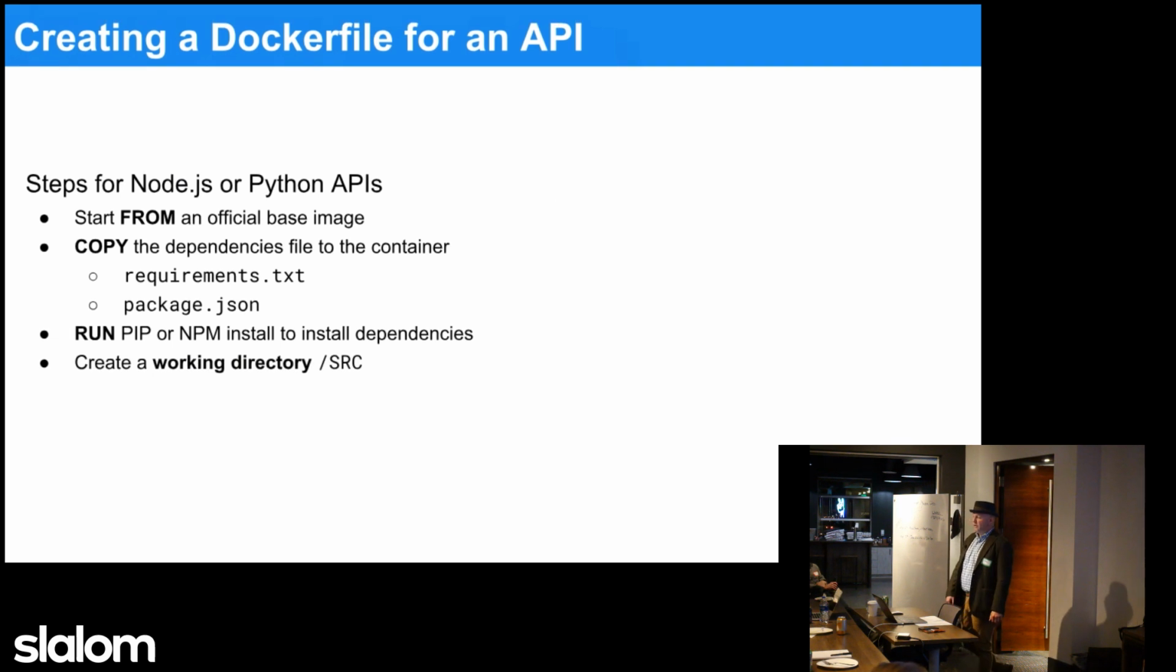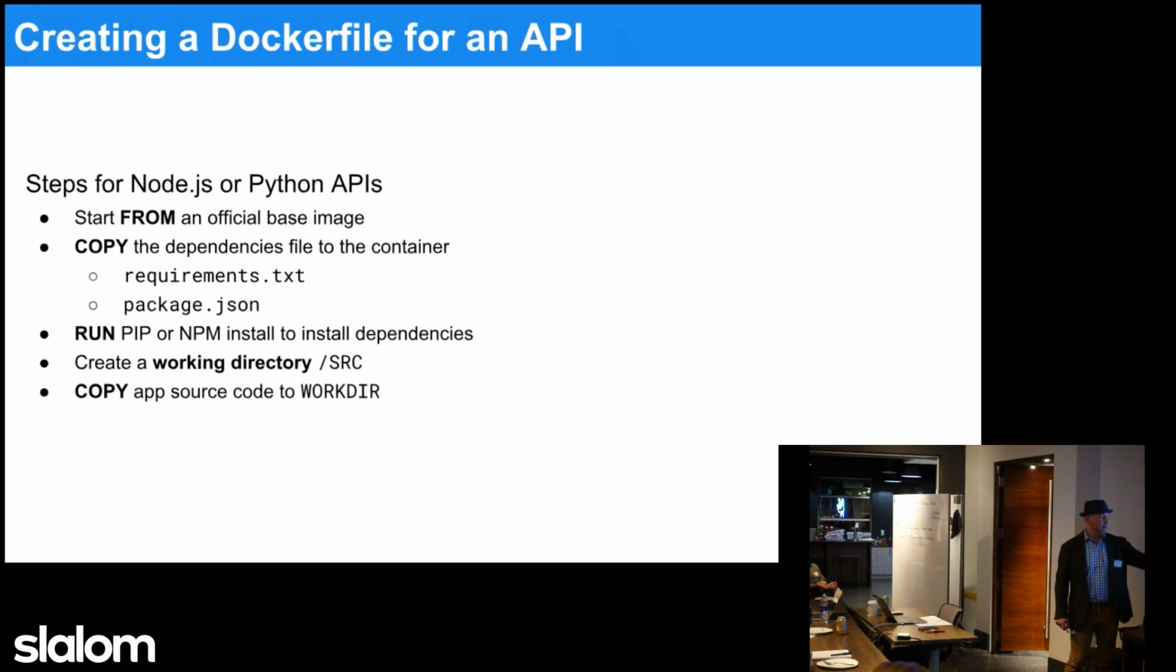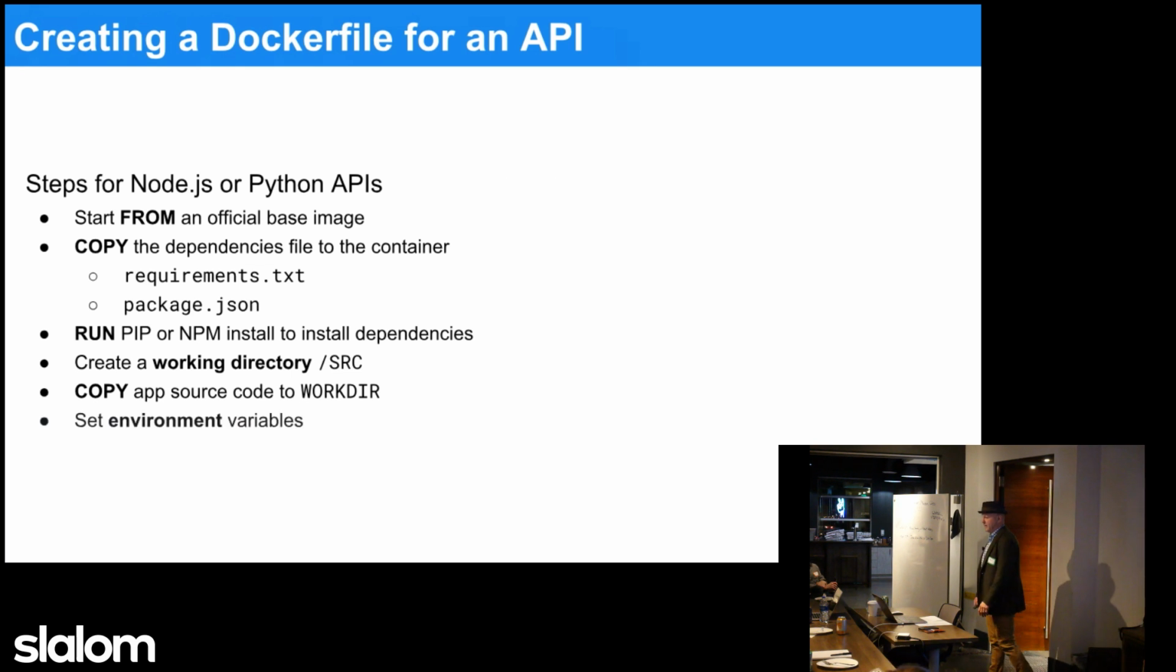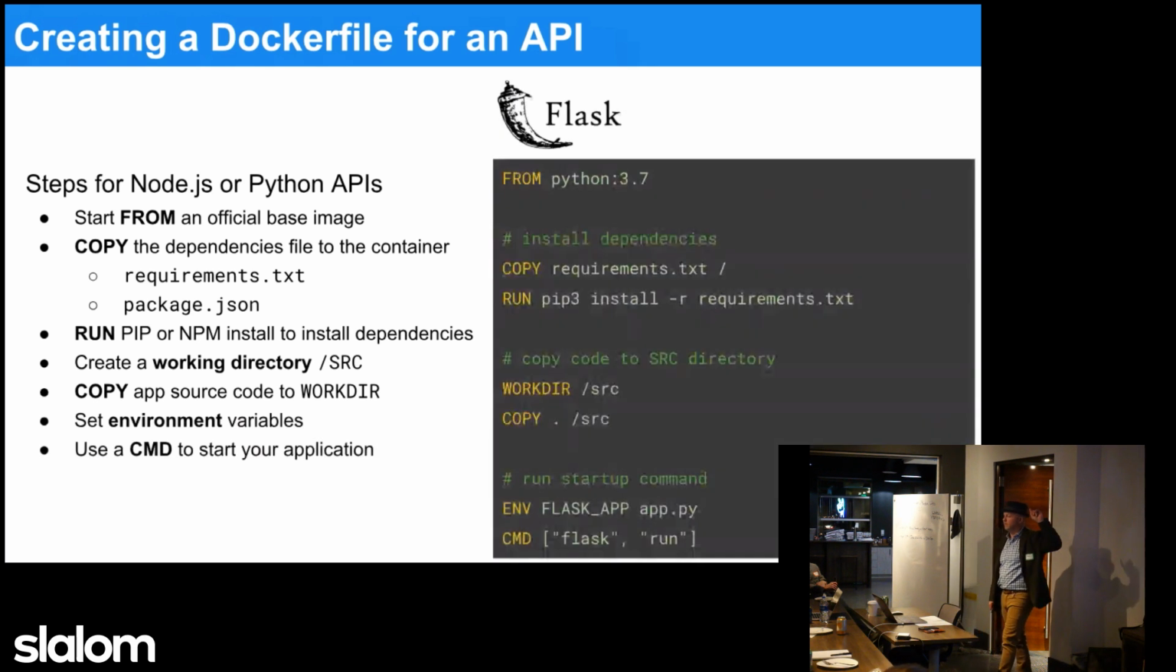Then you're going to create a working directory. You can skip creating a working directory, but your life won't be happy if you ever have to debug the thing. So create a working directory, because then you know exactly where to look when things go wrong, and things will go wrong. Copy your source code into your working directory. Set up any environment variables you need. Use a command to start your application, and you get this magic kind of thing that you see on the right-hand side.